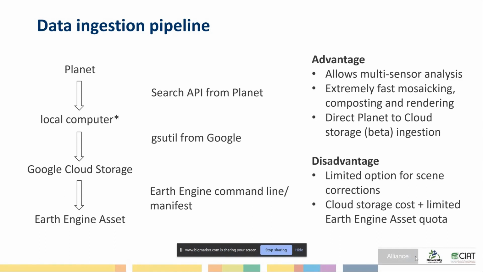So the data ingestion pipeline we had for Google Earth Engine was we ordered this Planet data to a local server, and it was done through the Planet API command line interface. Then we moved the data from the local storage to Google Cloud Storage using the gsutil API, and from Google Cloud Storage to an Earth Engine asset through the Earth Engine command line. Now, this local storage could be completely avoided, because the Planet data is now stored in a Google Cloud bucket. So if you have credentials, you can directly move data from the Planet bucket to your Google Cloud Storage account, and then ingest it to an Earth Engine asset.